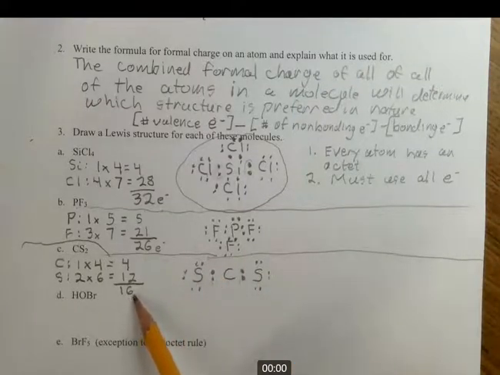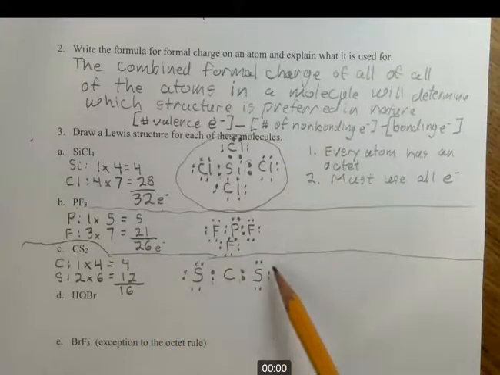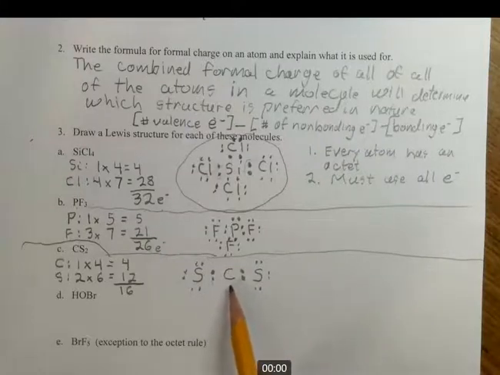So that accounts for all 16 of the electrons. The problem is this: while both of the sulfurs have an octet, the carbon does not. So we have to figure out a way to give carbon 8 electrons. It only right now has 1, 2, 3, 4. We have to give it 8, but we can't add any more because we've already used all of our 16 electrons that we're allowed to use.